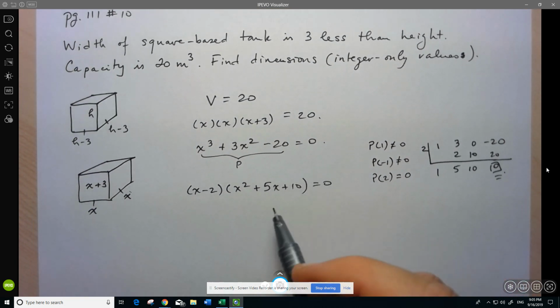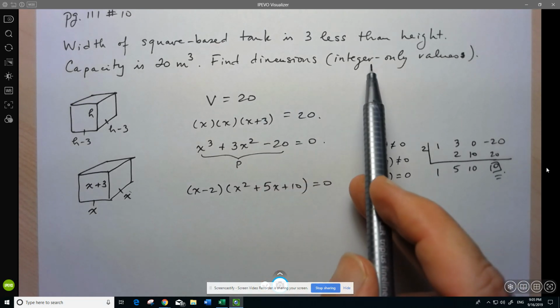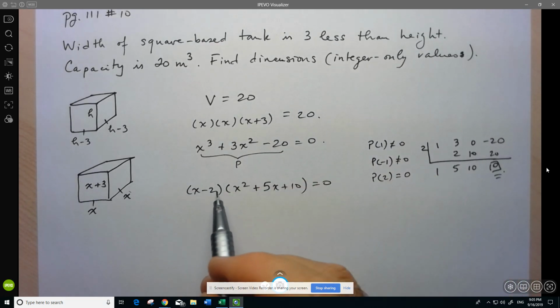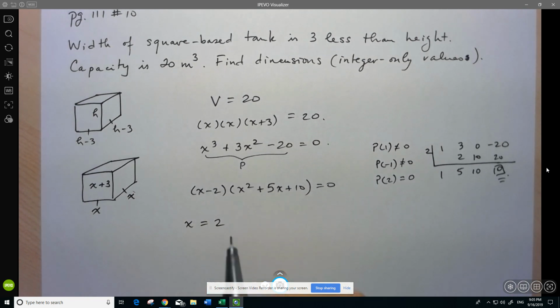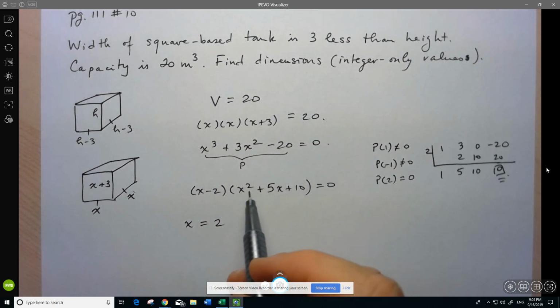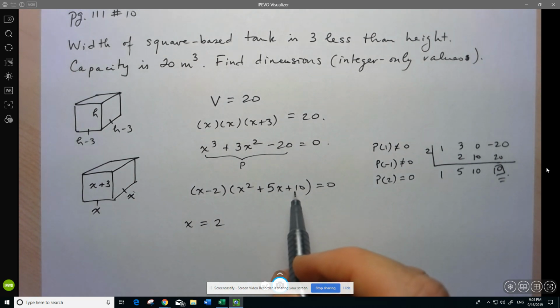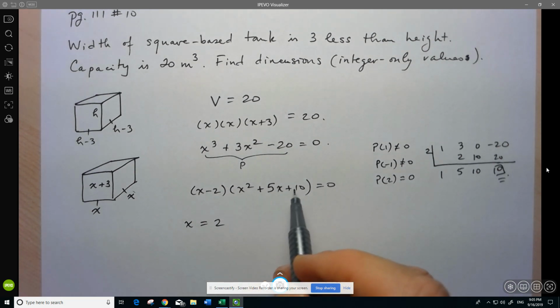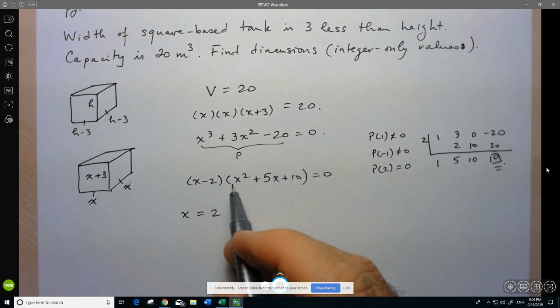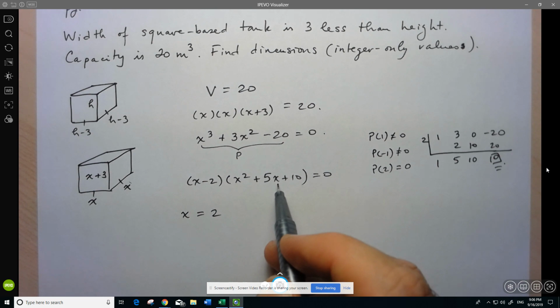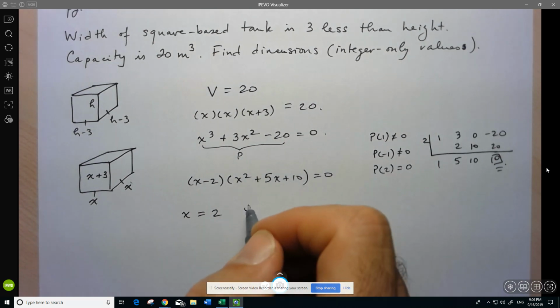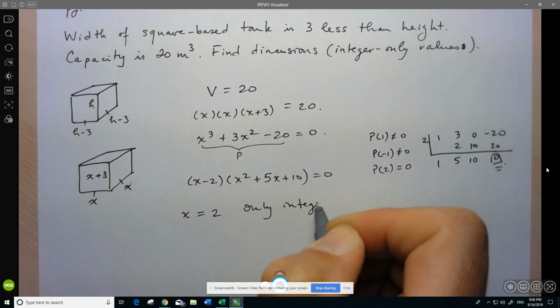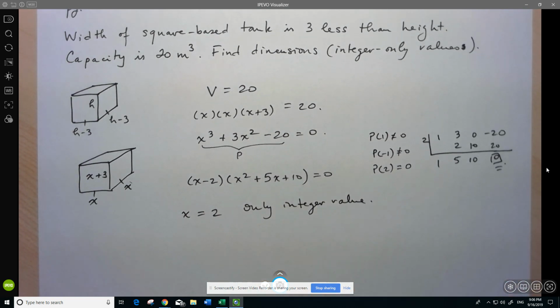Keep in mind that the only dimensions they're interested in are integer values. Here, I'm obviously going to get one answer that is an integer. Looking at this quadratic, 1 and 10 isn't going to get me to 5, and 2 and 5 isn't going to get me to 5. Even if the quadratic formula were to work on this part of the expression, it's not going to give me an integer value. So this is the only integer solution. Now I can go back and input that into my 3 dimensions.